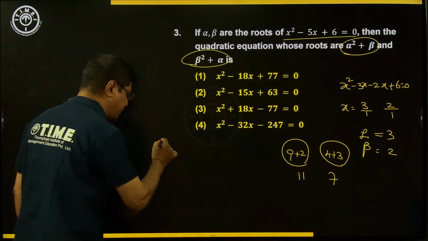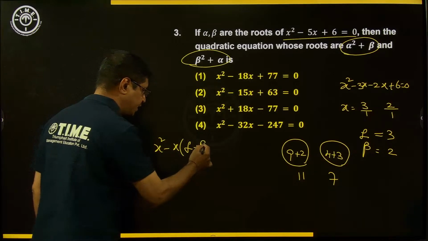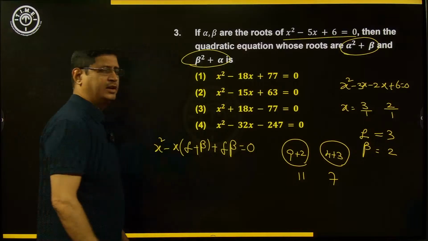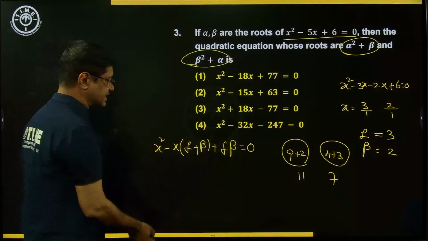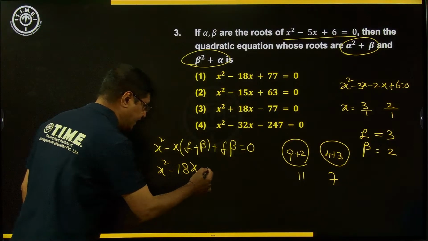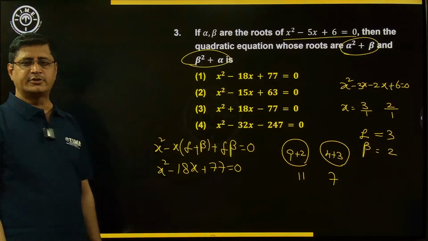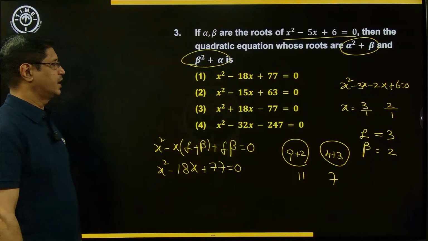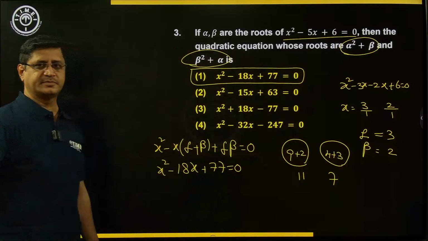So what is the form of a quadratic equation? X square minus x of alpha plus beta plus alpha beta is equal to 0. Substitute the value, simplify, you will get the answer. So sum of the alpha and beta, 11 plus 7, that is 18. So x square minus 18x, 11 into 7, that is 77. So what is the answer? X square minus 18x plus 77 is equal to 0. The right choice, option 1. First option is the right answer.